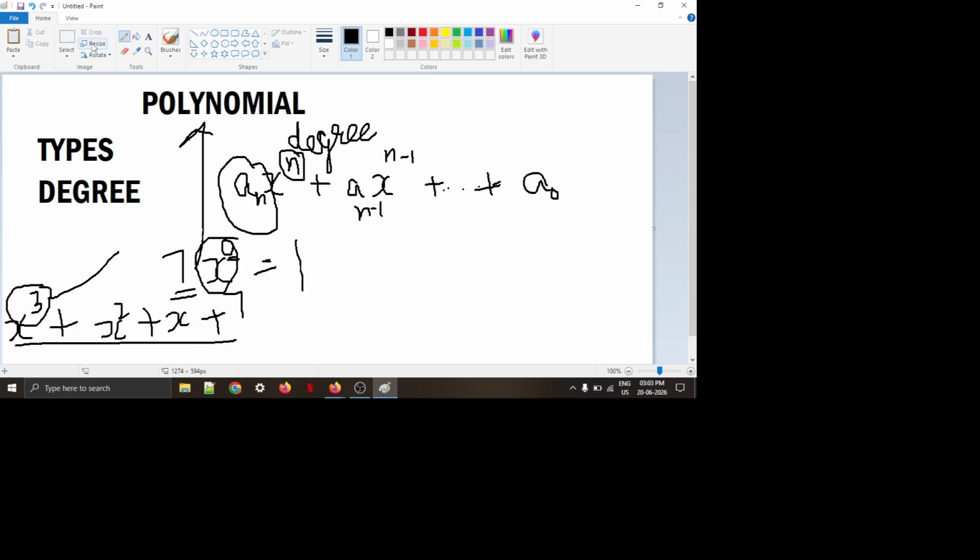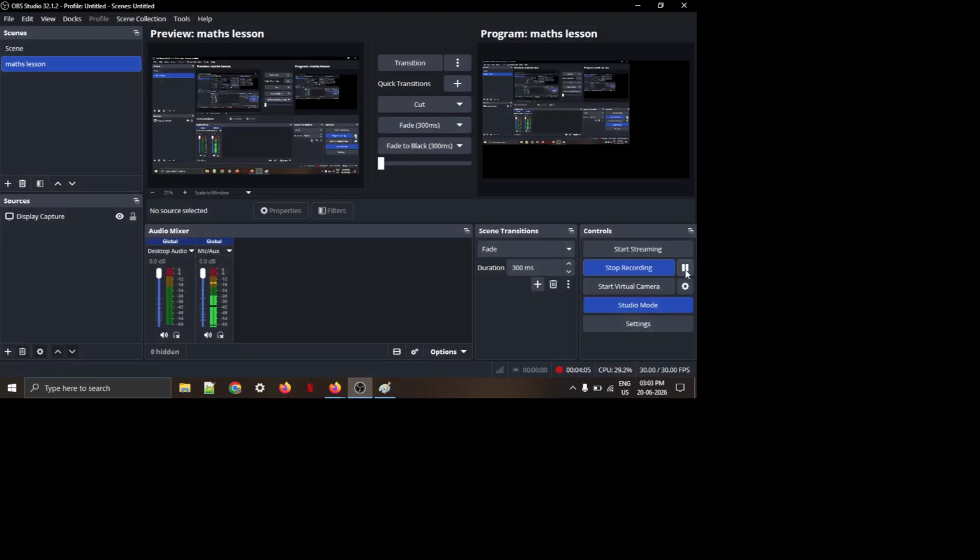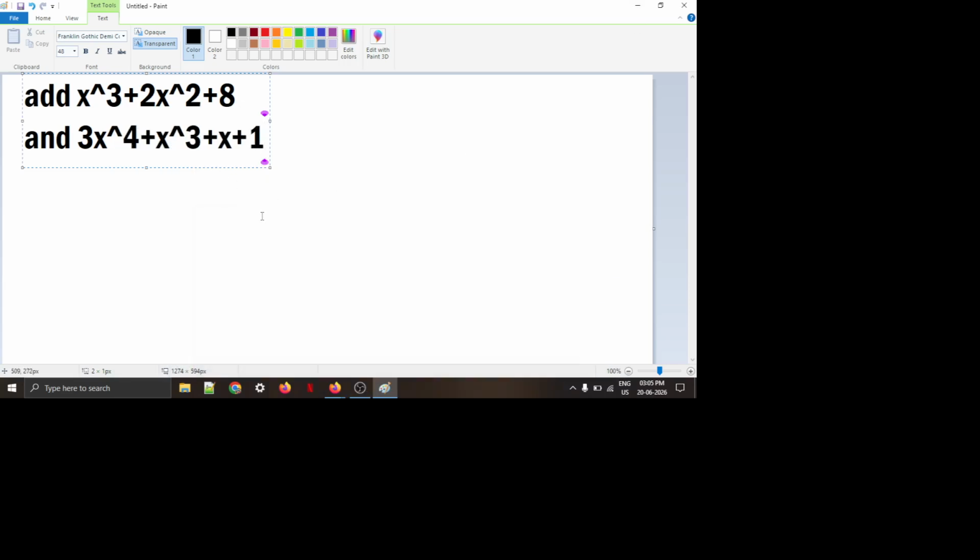And in a few cases, you will be asked to add two polynomials. For example, assuming you are asked to add these two polynomials, x cube plus 2x square plus 8, and the other polynomial is 3x power 4 plus x cube plus x plus 1. The way the polynomials should be added is simply you have to pick all the like terms. If you look at these two polynomials, x cube and x cube will be the like terms.